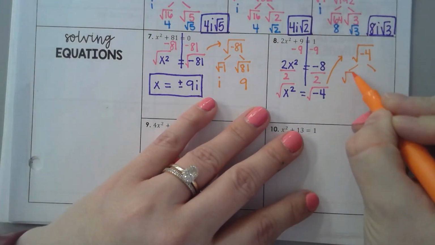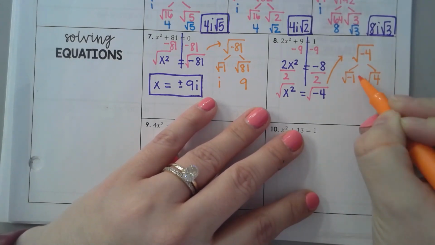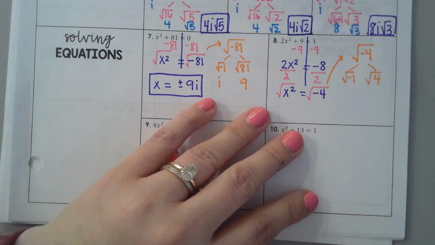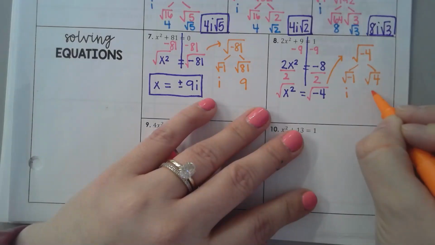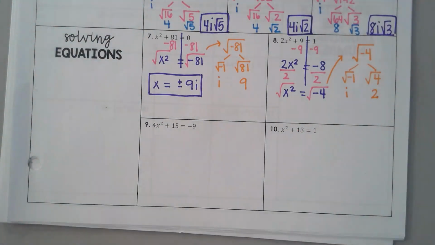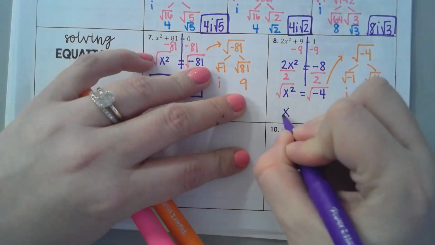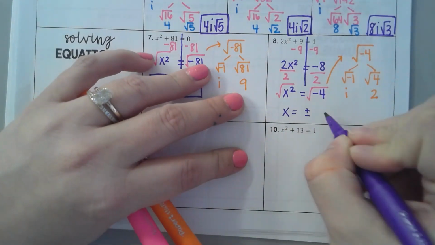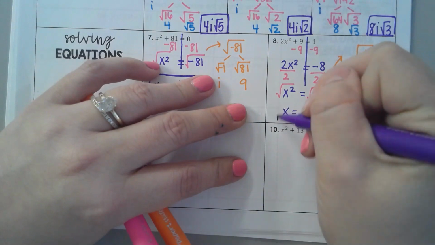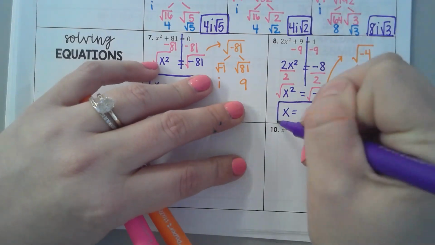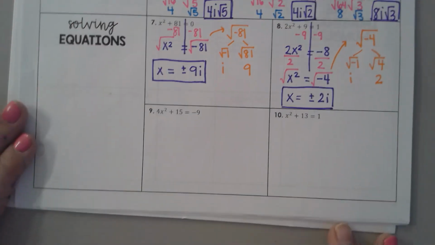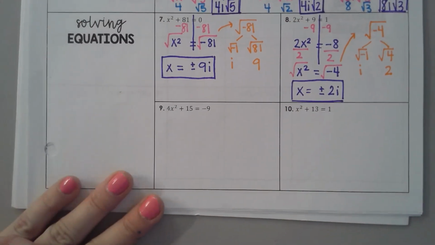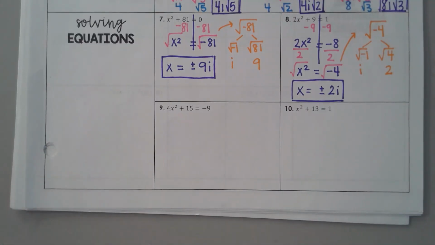Got to do the negative 1, and I have a 4. What is the square root of negative 1? i. What's the square root of 4? 2. So my answer, x equals plus or minus 2i. Are there any questions?